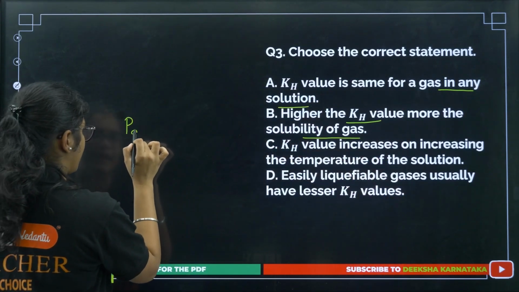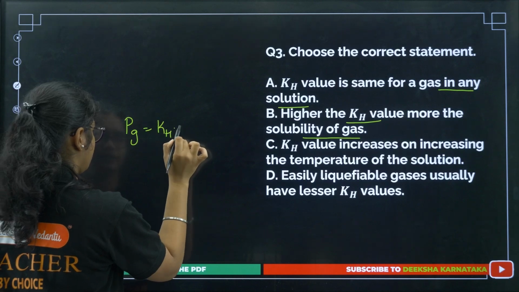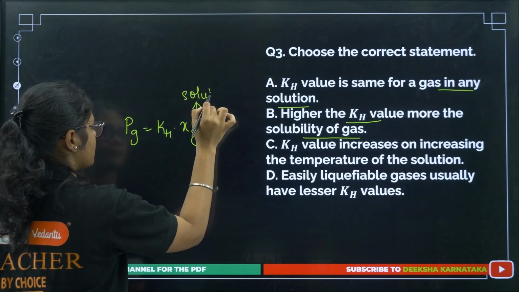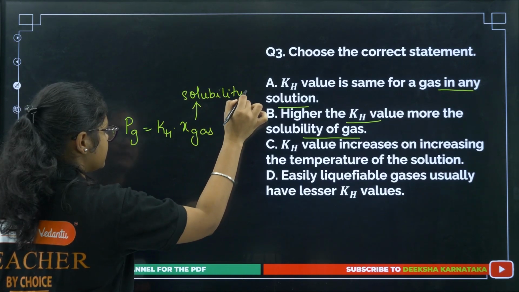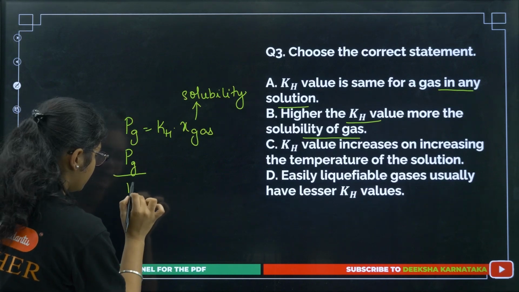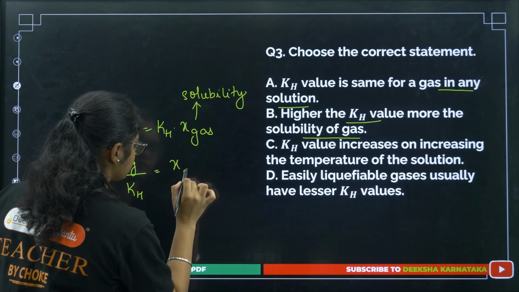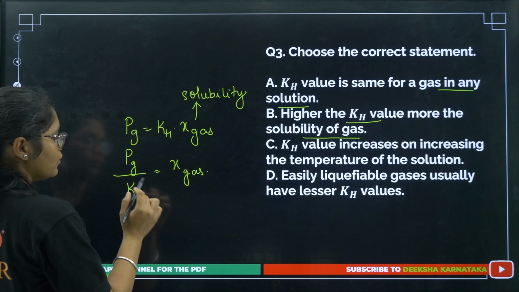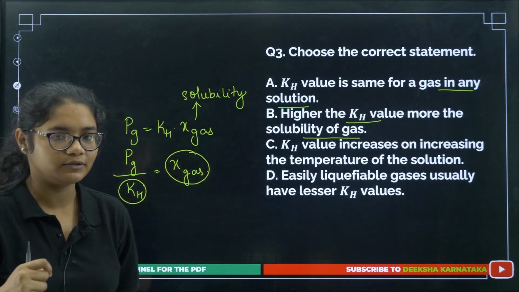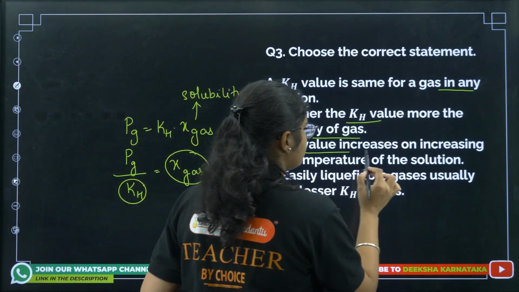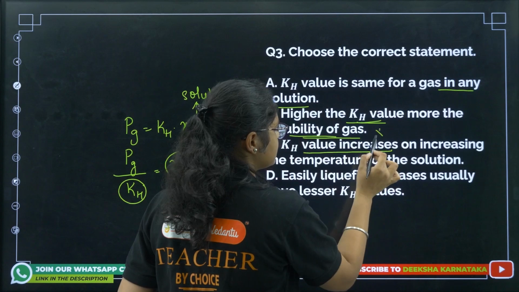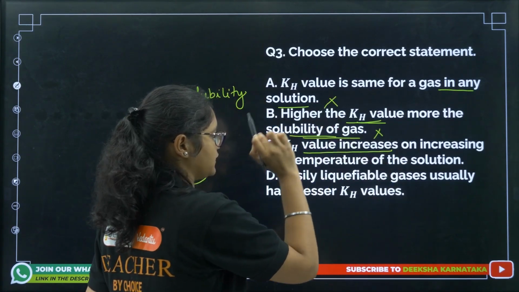If you see, P of the gas is equal to KH into mole fraction of the gas, and mole fraction is nothing but solubility. The solubility is represented in terms of mole fraction. So I can say that P of the gas by KH is equal to mole fraction of the gas, right? So KH and the solubility are inversely proportional to each other. So if KH value increases, the solubility of the gas decreases. This is a false statement. This is also a false statement.